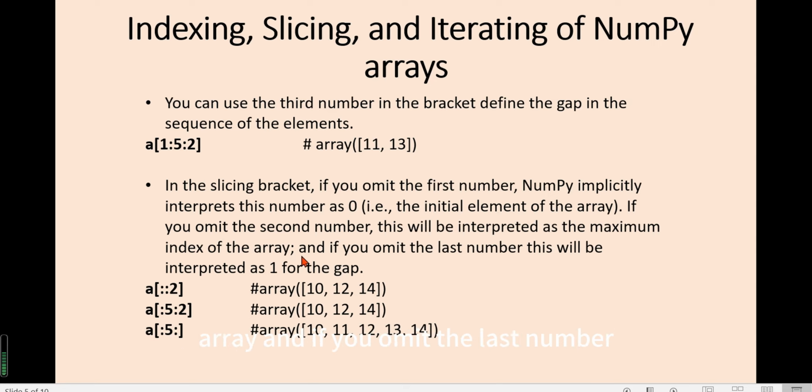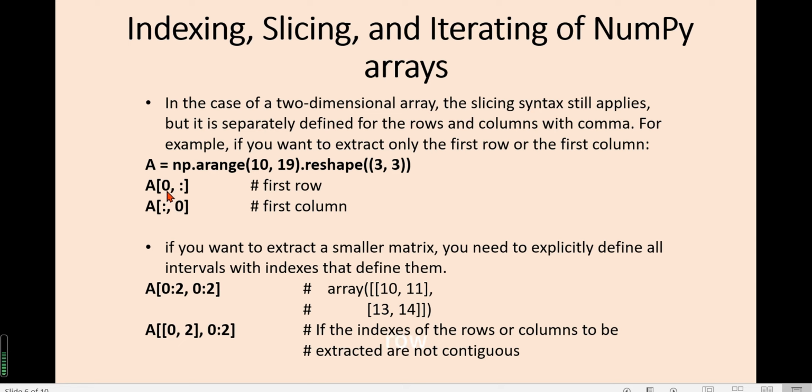Column means all the columns of this row. Similarly, we can write a colon here, with a comma, then 0. 0 means the first column. So all the row items of this first column will be returned.